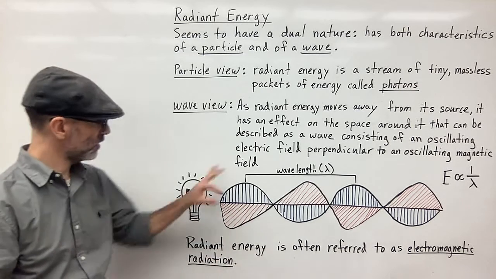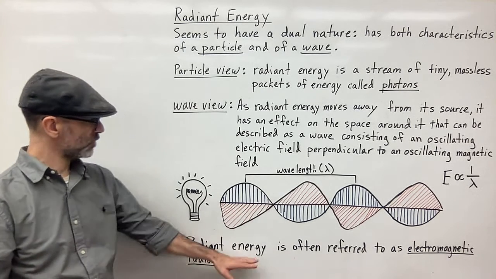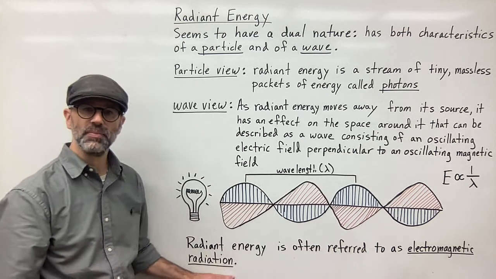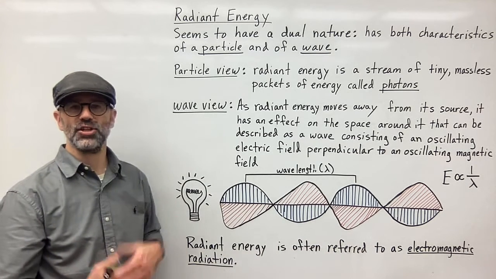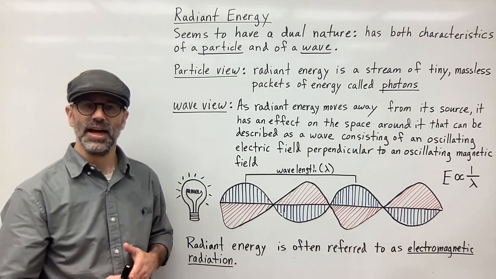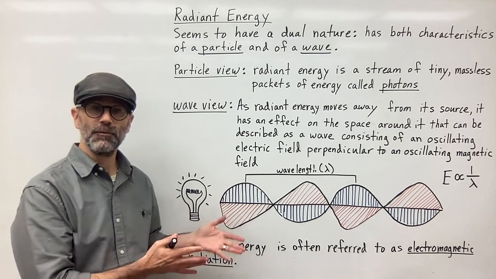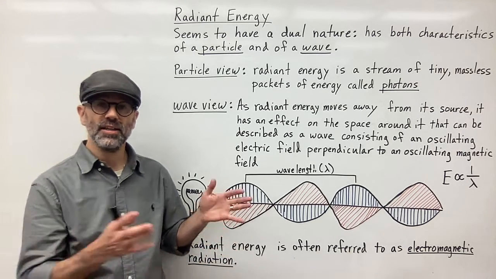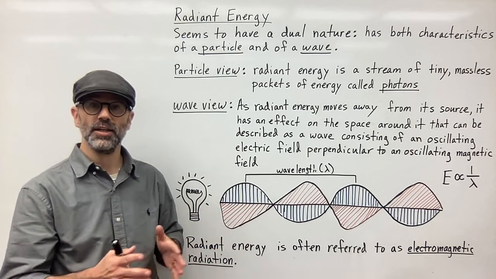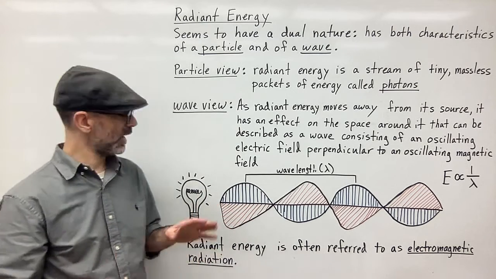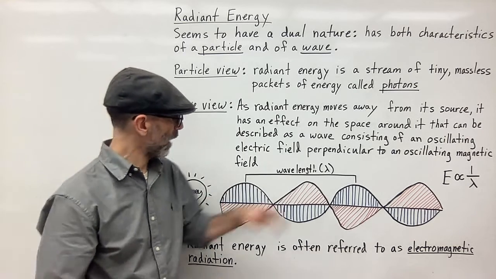And because of this, radiant energy is often referred to as electromagnetic radiation. So electromagnetic radiation is just another way of saying light. And so again, you can distinguish between different forms of radiant energy or electromagnetic radiation by wavelength.